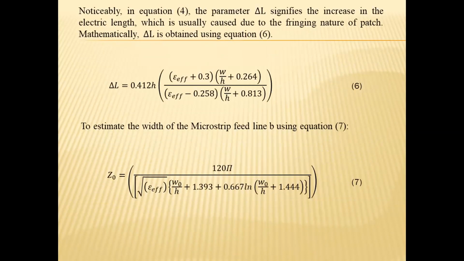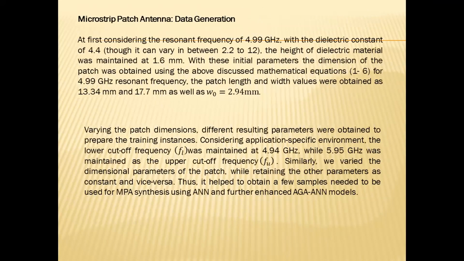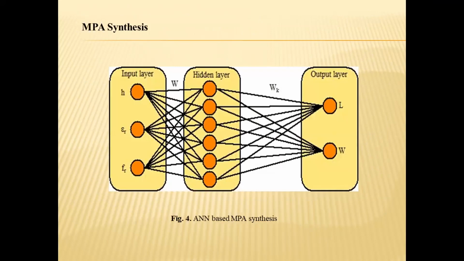For ultra-wideband application, the lower cutoff frequency was maintained at 4.94 gigahertz, while the higher cutoff frequency was maintained at 5.95 gigahertz. By varying the dimensional parameter while retaining the other parameters constant, a few samples are obtained, which are used for the microstrip patch antenna synthesis using artificial neural network and the further enhanced AGA-ANN model. Now come to the microstrip patch antenna synthesis.